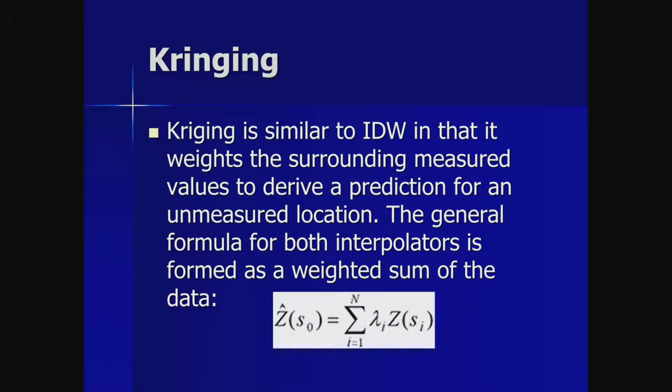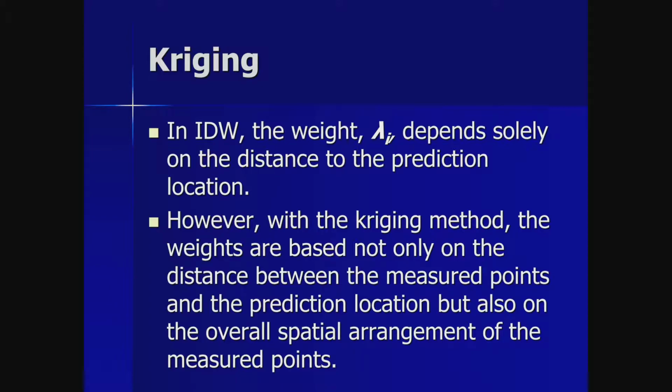The general formula for both IDW and kriging is formed as the weighted sum of the data. But the weights are calculated much more complexly in kriging, using the trend and the distance. IDW depends solely on the distance to the prediction location. In the kriging method, the weights are based not only on the distance between the measured points and the predicted location, but also on the overall spatial arrangement of the measured points. So it can be both a global interpolator and a local interpolator, though you can tell it not to be. It's accounting for both sets of information.